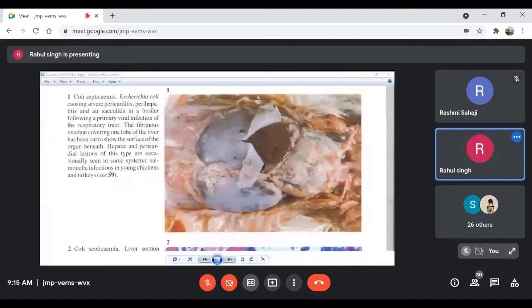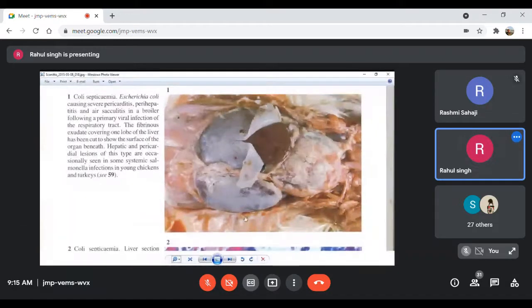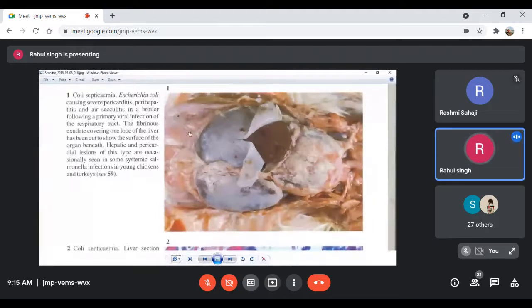The pectoral muscle has been removed, and what we see here is the heart, and this is the liver. This is the liver of the bird, and these are the intestines. The peritoneal covering has not been removed. Only the skin has been removed.